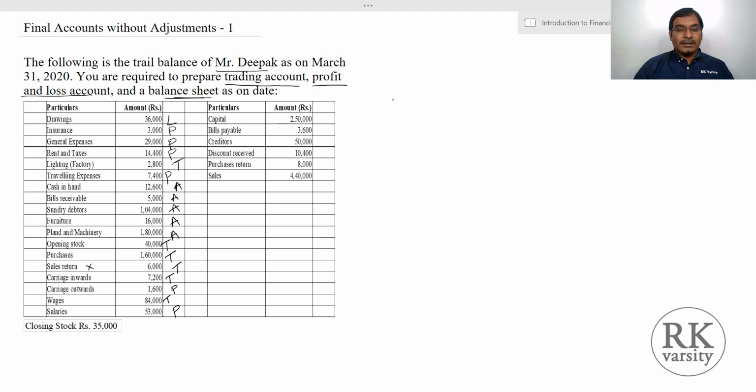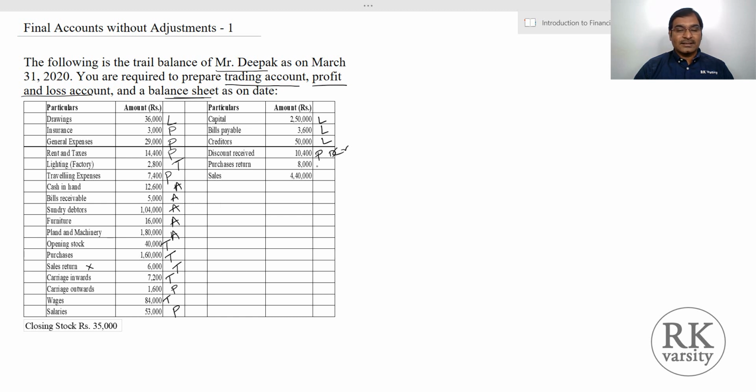Now coming here, capital is owner's equity, shown on the liability side of the balance sheet. Bills payable is a liability that we owe or have to pay, so liability. Creditors, for whom we have to pay the money, so liability. Discount received is indirect income or income from other sources, which we show as an income on the credit side of the profit and loss account.